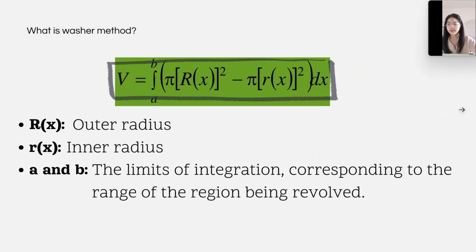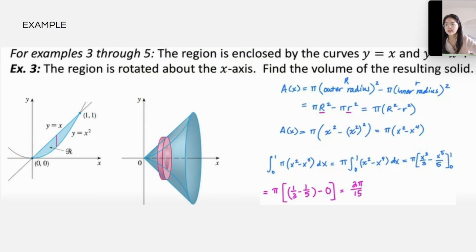Then, what is the washer method? The washer method can be written in this form, where R(x) is the outer radius and r(x) is the inner radius. a and b are the limits of integration corresponding to the range of the region being revolved. Then, let's see an example.